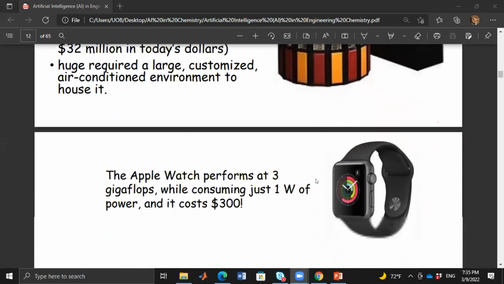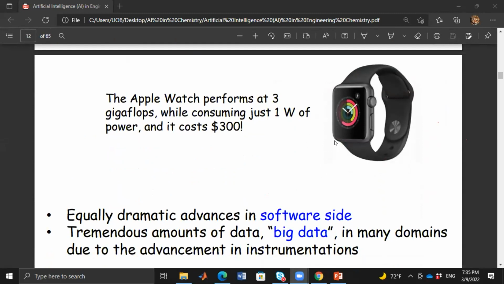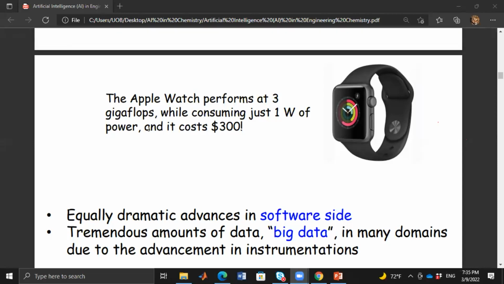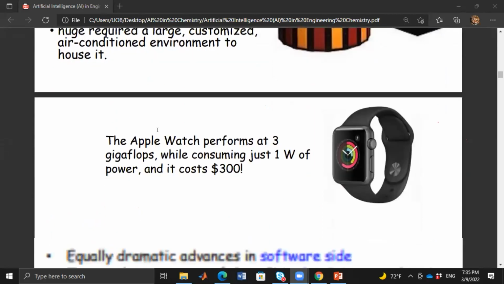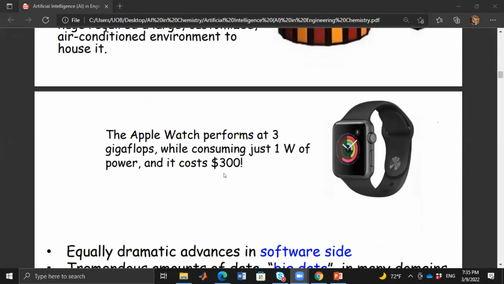تخيل كمبيوتر هالكبر الحين, you have something better than this in your Apple Watch, okay? So this is a Series 1 Apple Watch. You can see that it has 3 gigaflops and it only consumes 1 watt. So you can compare 1 watt to 150 kilowatts, but look also at the price. So that shows you how the improvement صار عندنا موجود الحين في الهاردوير.